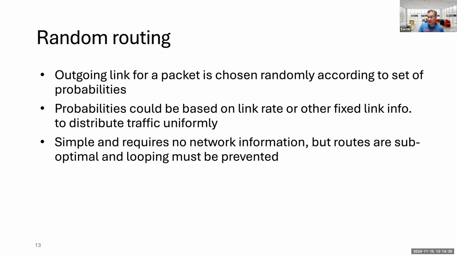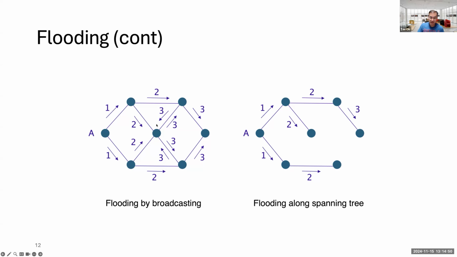So random routing is just where the outgoing link of a packet is chosen randomly. You send it out randomly with a set of probabilities, which could be based upon link rate or fixed link info distributed uniformly. For example, let's say A sends it out to this link and does not send it out to this link. How it chooses is probably randomness. Then this one sends it out to this one, and may not send it out to that one. It just goes around.